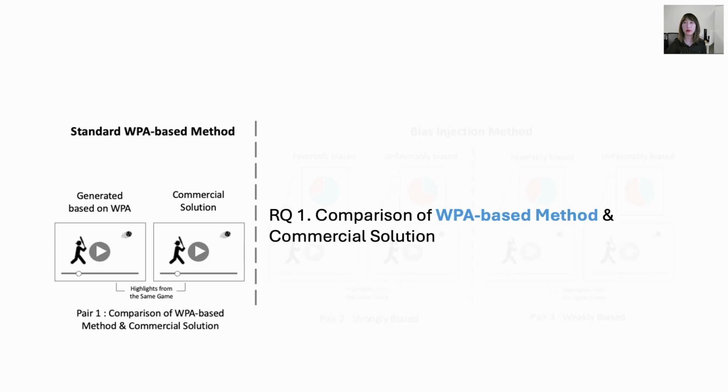We delve into a comparative analysis to answer our first research question: how do participants evaluate baseball highlights generated using the standard WPA-based approach compared to existing AI highlights that mainly consisted of the scoring events? Participants watched two highlights from the same game, one from our WPA approach and one from the commercial solution.